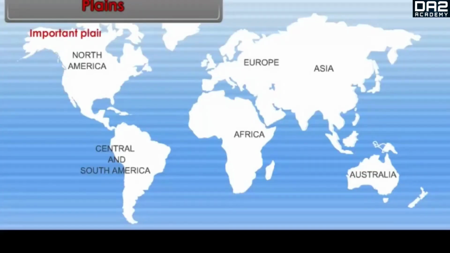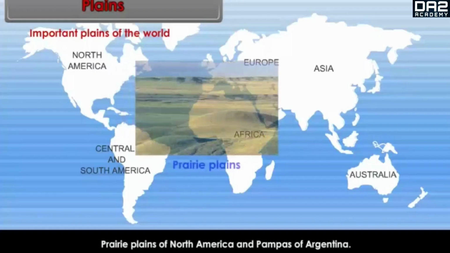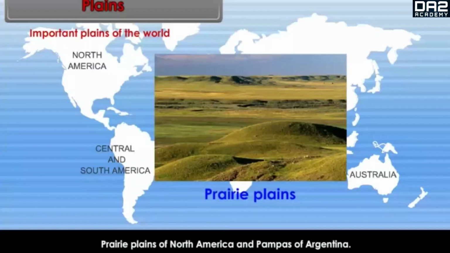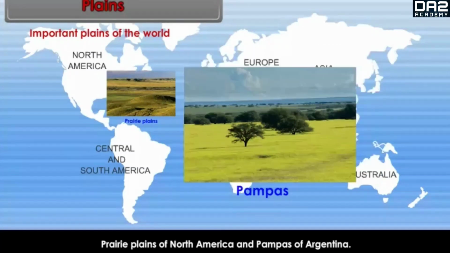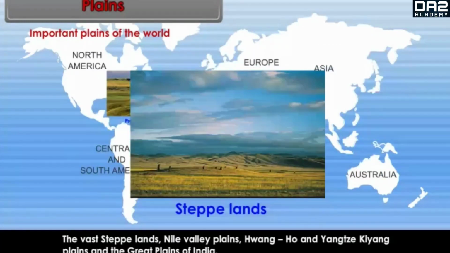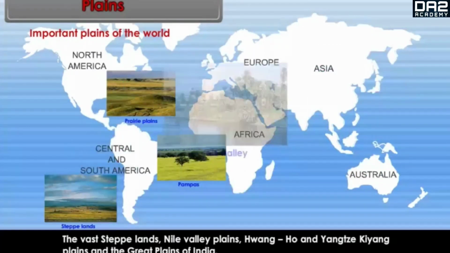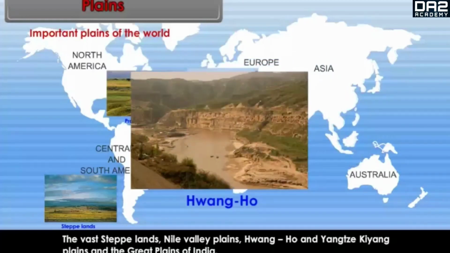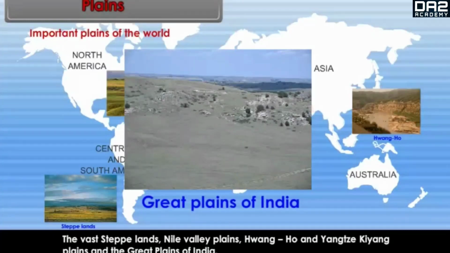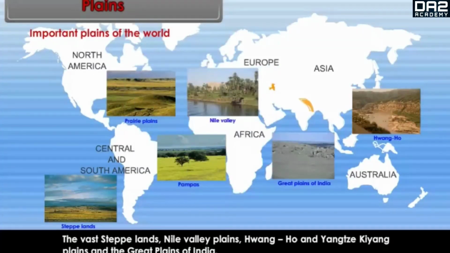Some of the important plains of the world are the following: prairie plains of North America and pampas of Argentina, the vast steppelands, Nile Valley Plains, Huanghe and Yangtze-Kiang Plains, and the Great Plains of India.